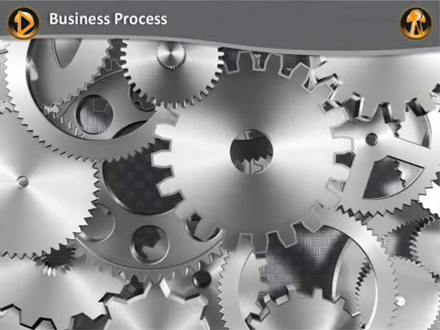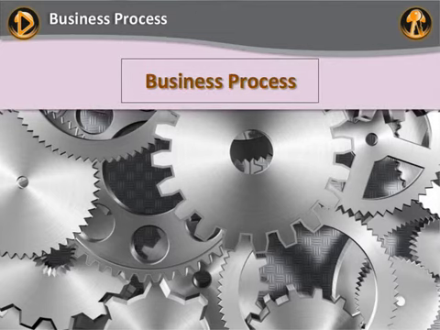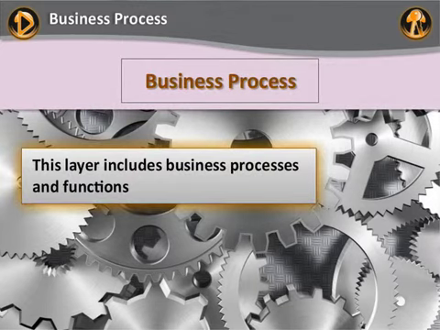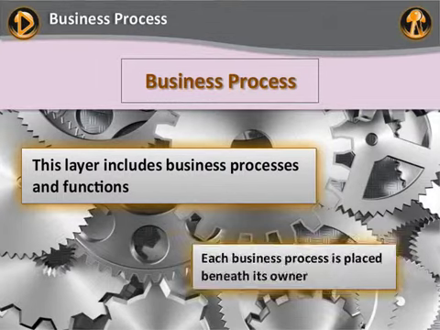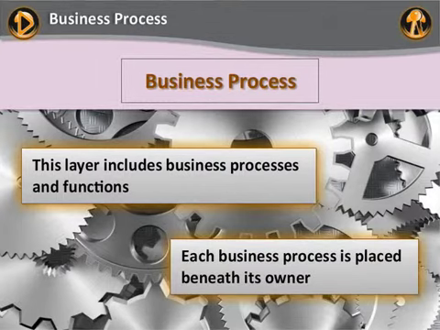Underneath the ownership layer is the business process layer. This is where the business processes or functions used by the owners are placed. Each business process is placed underneath its owner. For example, the payroll and financial reporting processes might be placed under the finance director.